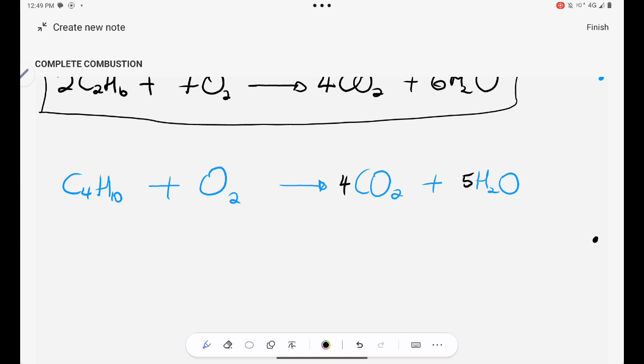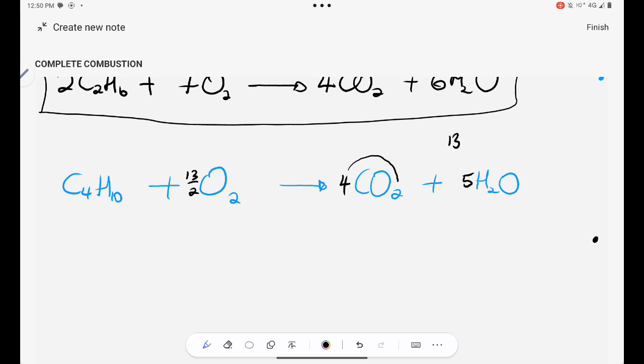And then now the number of oxygens is not the same. On the left hand side I simply have 4 times 2, which is 8 plus 5. 8 plus 5 will give me 13. Are you together? The coefficient of oxygen over there should be half of 13. Half of 13 is simply 13 divided by 2.